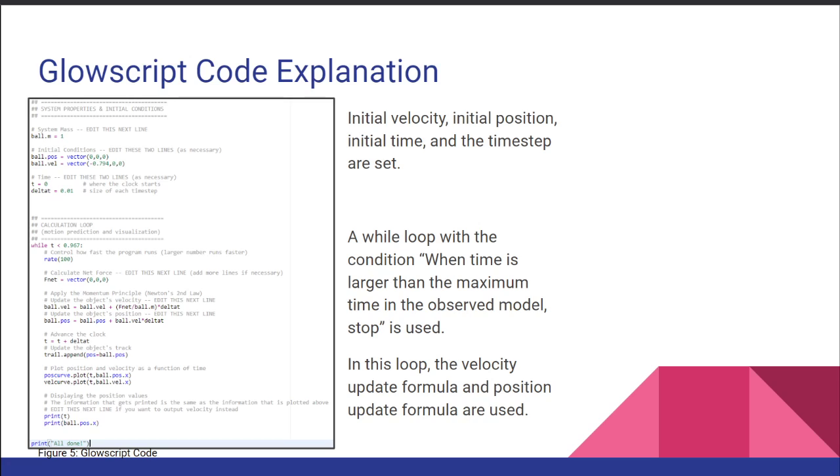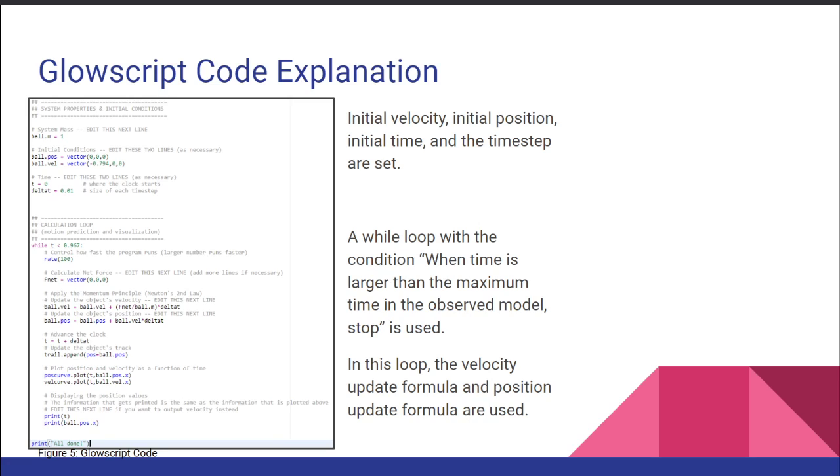Code explanation. First, the code initialized some conditions. The mass of the can was set to 1 as it has no bearing on the constant velocity object. An initial position vector was instantiated at 0, 0, 0. An initial velocity vector was set to negative 0.79400. This was calculated by using the first two time steps of the observed motion.